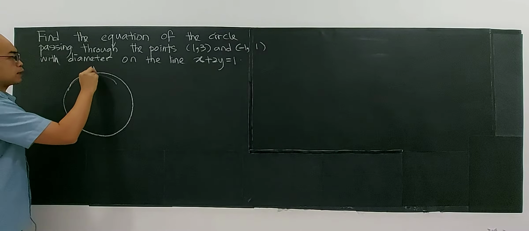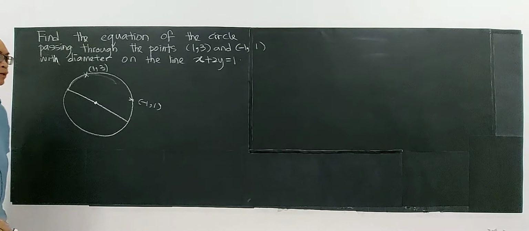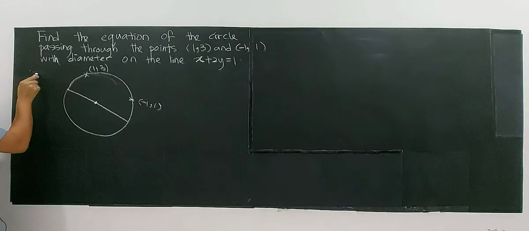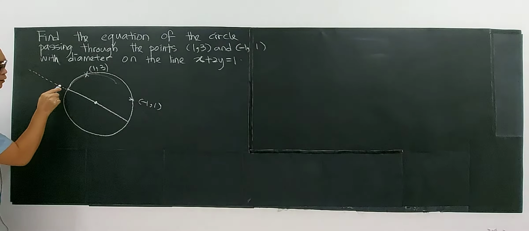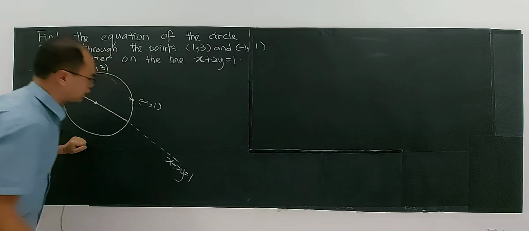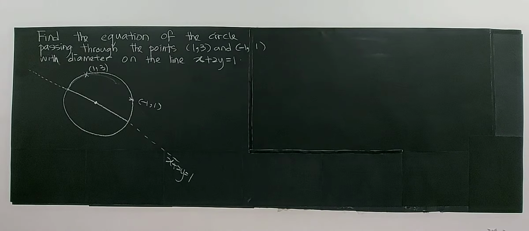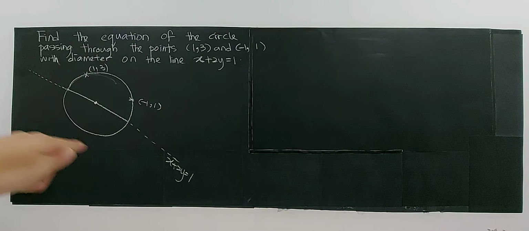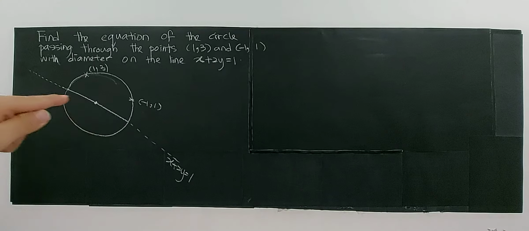And there is a diameter. Along the diameter there must be a center, and this diameter is on the line x plus 2y equals 1. I have shown you the diagram: the circle passes through the 2 points and the diameter is on the line x plus 2y equals 1. So what is actually the clue that the question gives you?